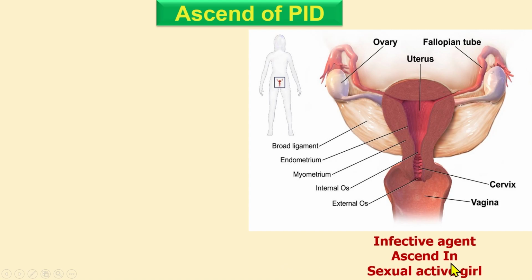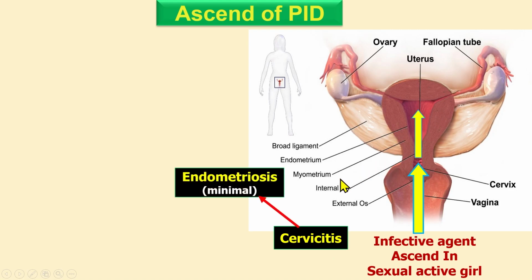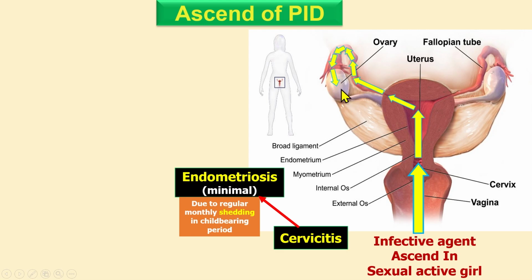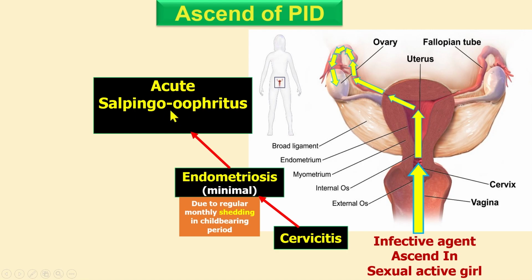In a sexually active girl, the infective agent ascends. How do they ascend? From downward to upward, they attack the cervix, causing cervicitis. Then they reach the endometrium and can cause endometritis, but it is minimal, because there is monthly shedding, especially in the reproductive age or childbearing period. Then the infection ascends toward the fallopian tube, involving it, and it can reach the ovary. So the condition is known as acute salpingo-oophoritis. Salpingo means the fallopian tube, oophoritis means the ovary is involved.